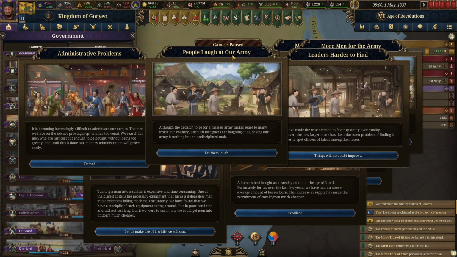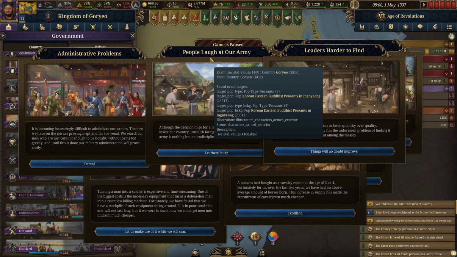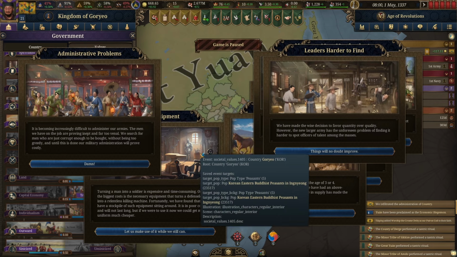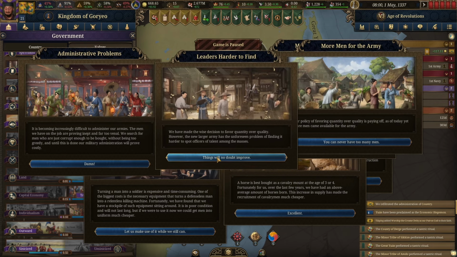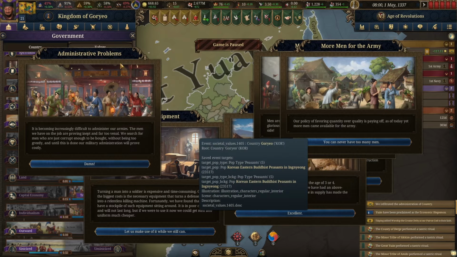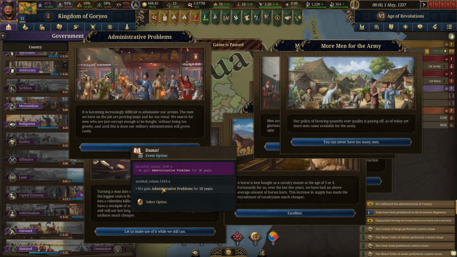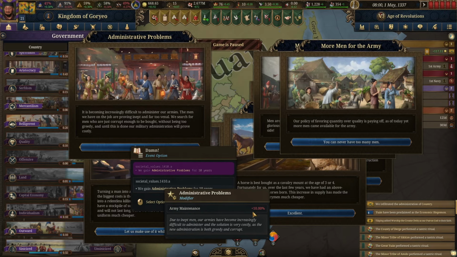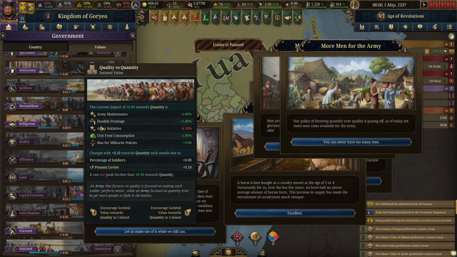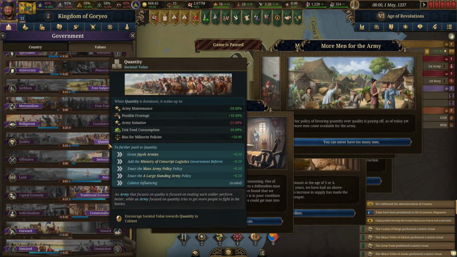When it comes to quantity, they only actually have 3 negative events. There's People After Army, which makes you lose 10 prestige. Leaders Are Harder to Find, which makes you lose 5 army tradition, and this Administrative Problems, which increases army maintenance by 10 for 10 years, which essentially just counteracts the positive effect of maxed quantity, being that 10 army maintenance.